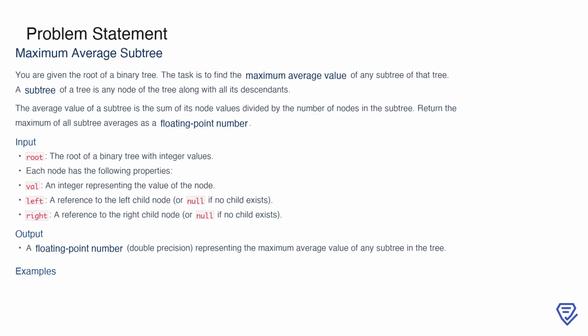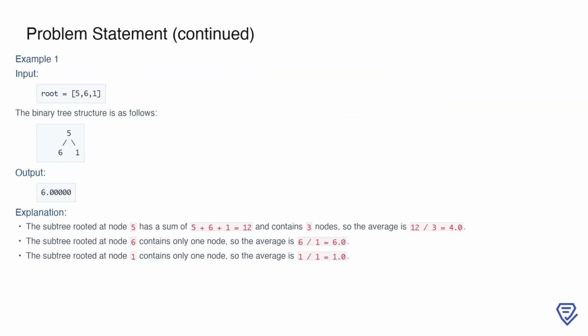Our goal is to determine the highest such average across all possible subtrees and return it as a floating point number. The input to the problem is the root of a binary tree, where each node has an integer value, and references to its left and right child nodes, which may be null if the child does not exist. The output will be a floating point number that represents the maximum average value among all subtrees in the tree. Now, let's look at an example to understand this better.